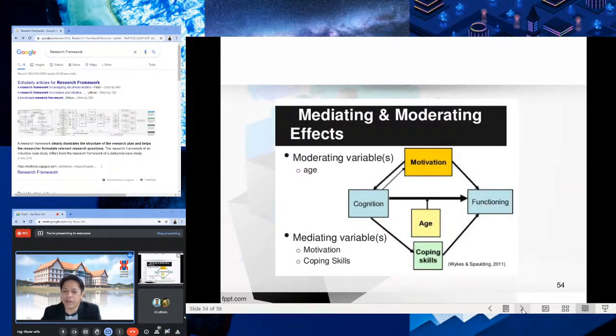So this is another example, on mediating and moderating effects. They are additional variables that can give more clarification to your research. We can also apply these additional variables, moderating and mediating. I think everyone has understood the differences and how to use these variables in your study, in the scope of your research.